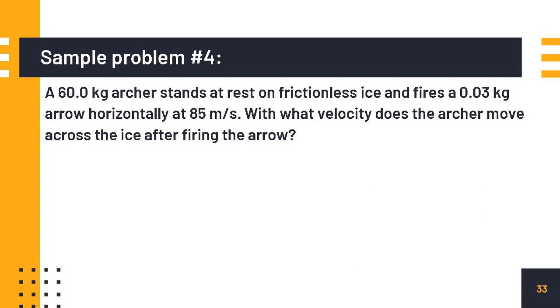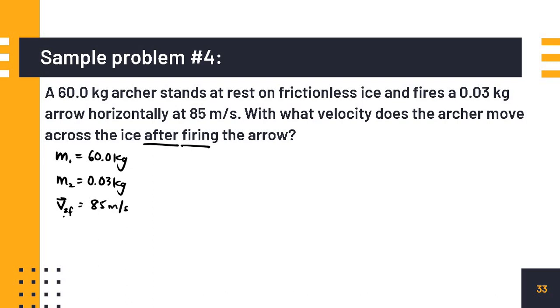So according to sample problem number 4, this is our problem from earlier, the problem with the archer. So we had the mass of the archer and the mass of the arrow. Let's label the mass of the archer as m sub 1, that is 60 kilograms, and the mass of the arrow, m sub 2, is equal to 0.03 kilograms. And the velocity of the arrow after firing, since it's the velocity after firing, this would be the final velocity of the arrow. So v2f is equal to 85 meters per second.